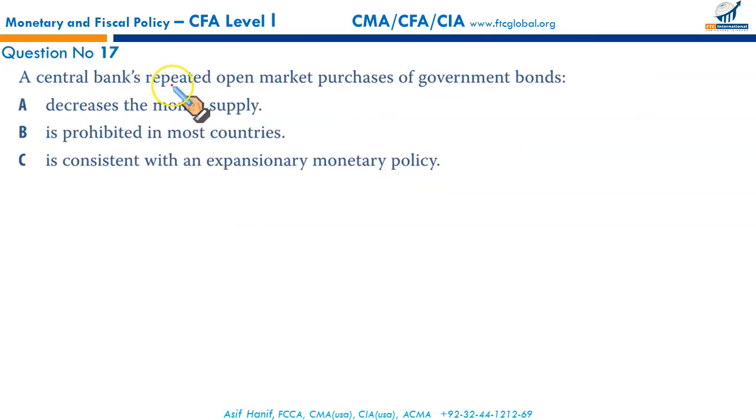A central bank's repeated open market purchase of government bonds: if the central bank keeps on purchasing government bonds, what will it do? Decrease money supply, or rather it will increase. Is prohibited in most countries? No. It is consistent with an expansionary monetary policy. True. The purchase of government bonds via open market operation increases the money supply, and it is consistent with an expansionary monetary policy.